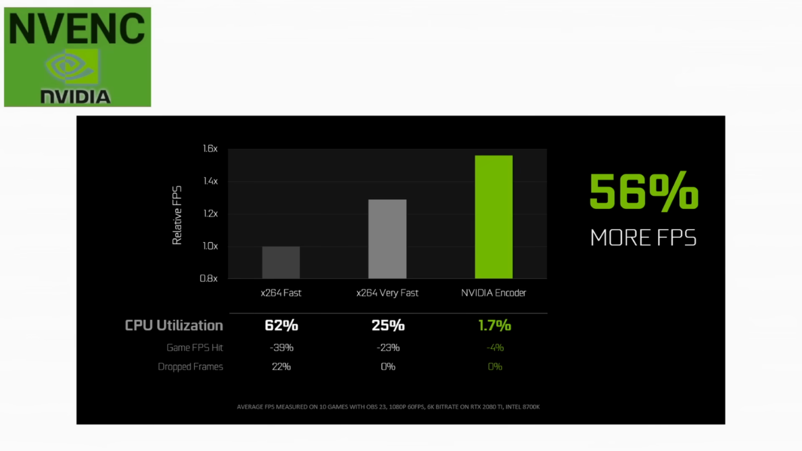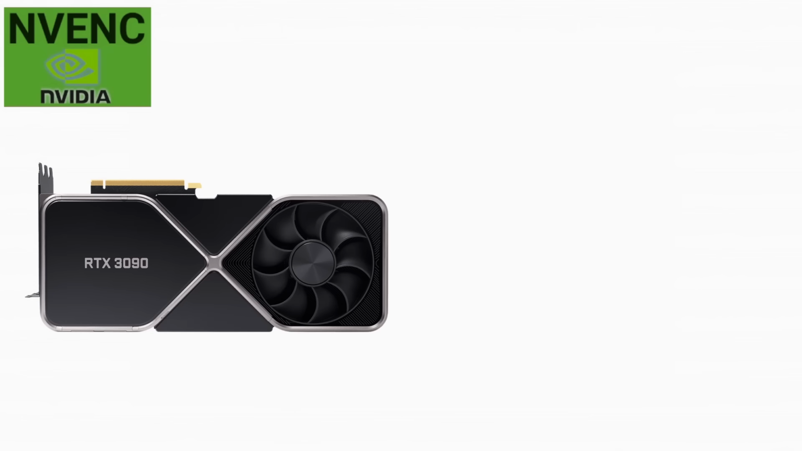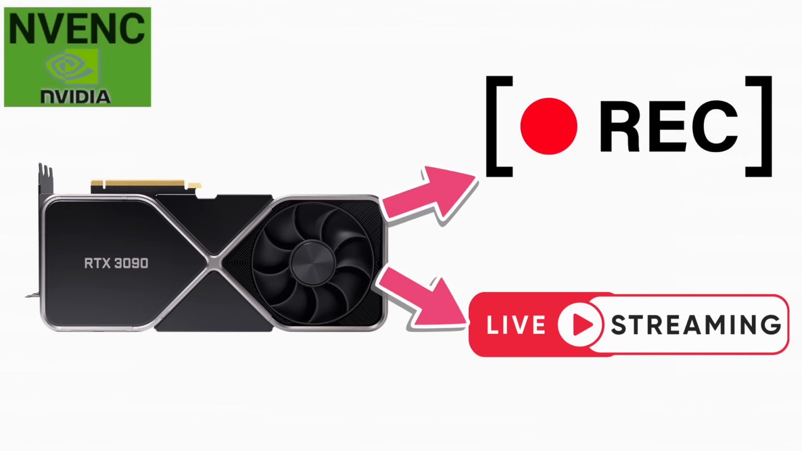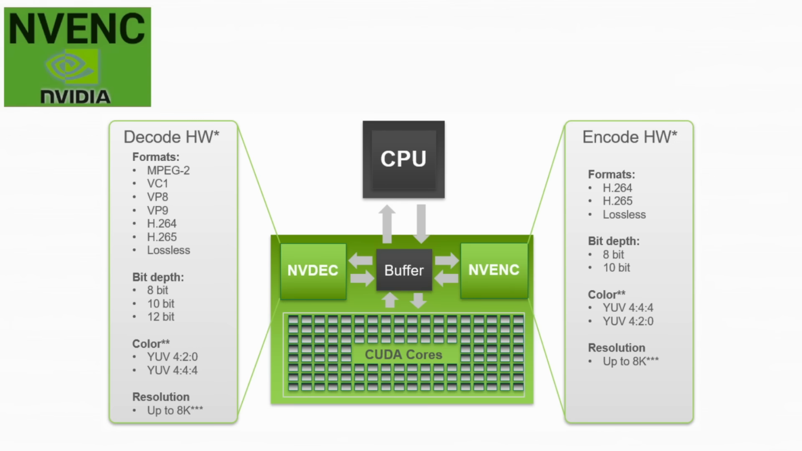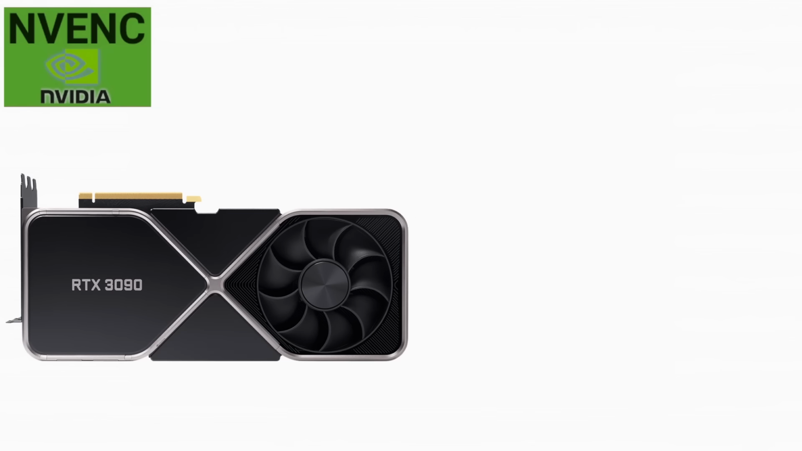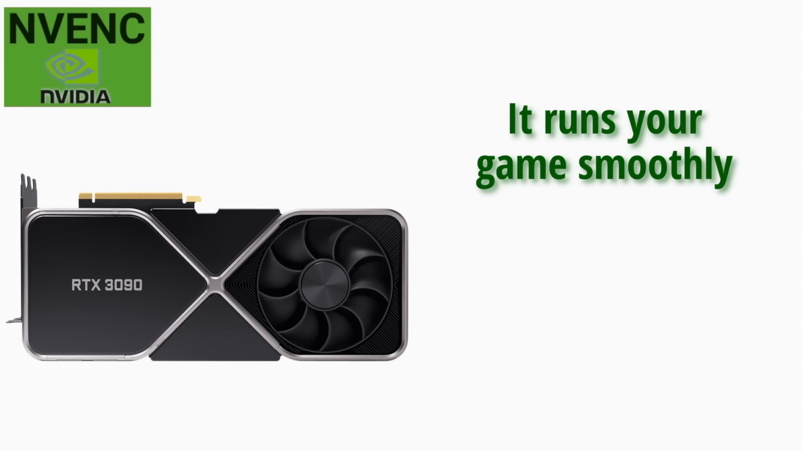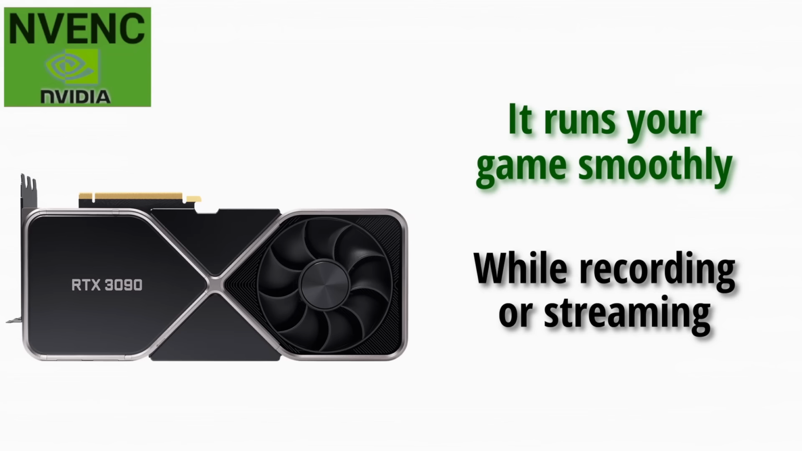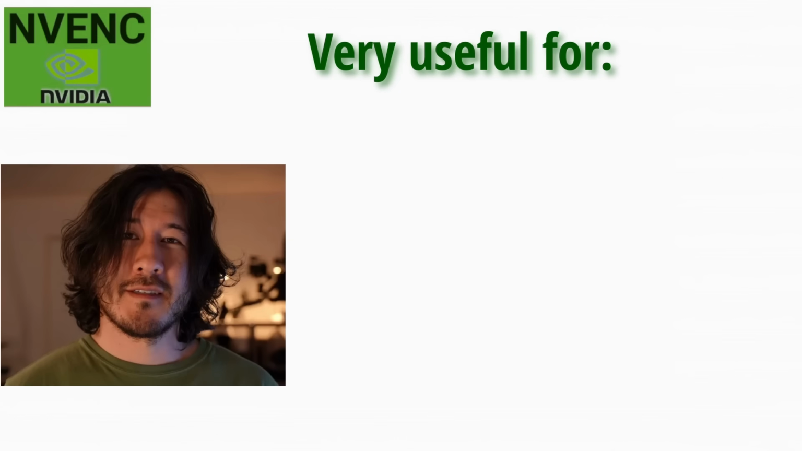NVENC is a hardware video encoder built into NVIDIA GPUs. It allows your GPU to record or stream gameplay with minimal performance impact. Instead of using your CPU to encode video, NVENC handles the process directly on the GPU. Because NVENC is handled by dedicated hardware, it keeps your game running smoothly while recording or streaming. This makes NVENC extremely useful for content creators, streamers, and anyone recording gameplay.